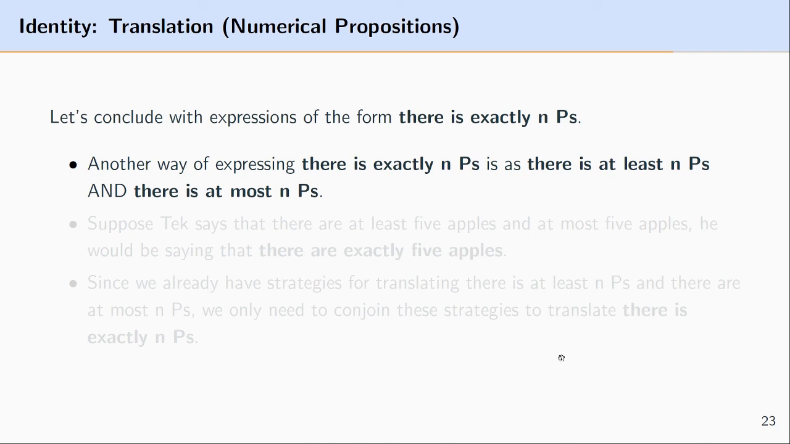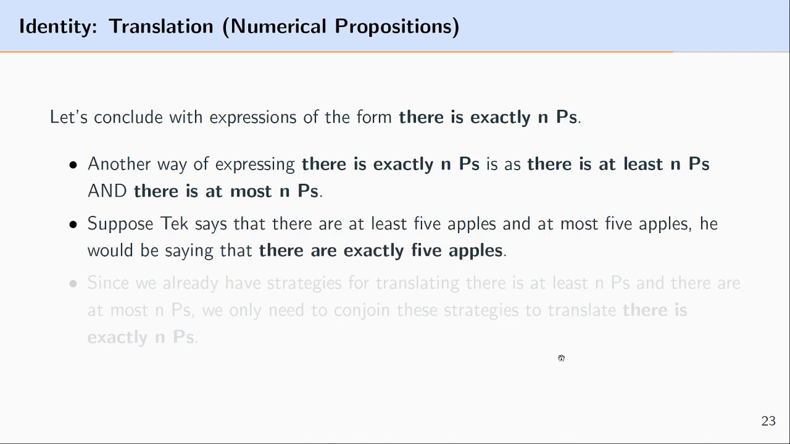So for example, suppose we say that text says that there are at least five apples and at most five apples. So what he's committed to saying is there actually exists some number of apples, and there's at least five of them, and there's no more than five. And if he's saying that, then he's actually saying that there are exactly five apples.